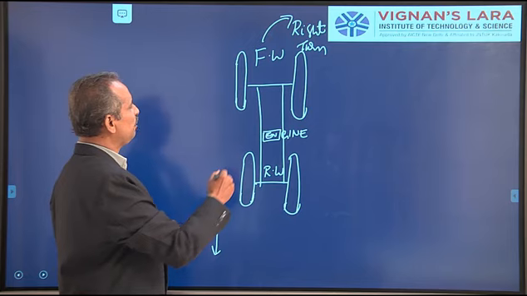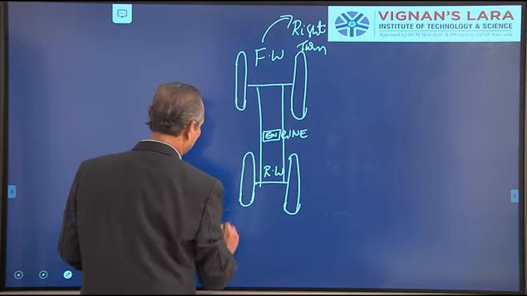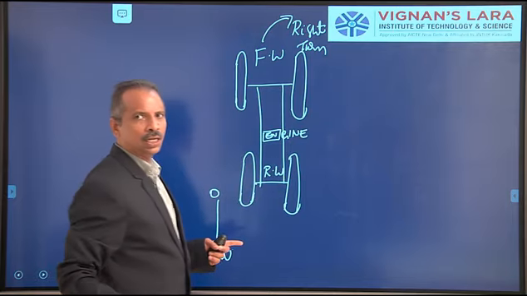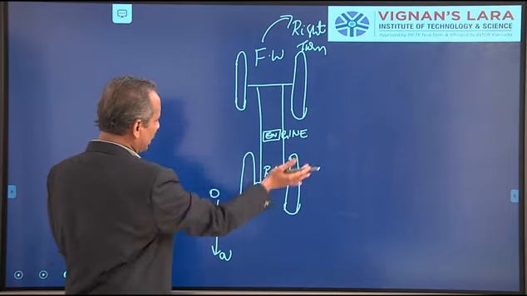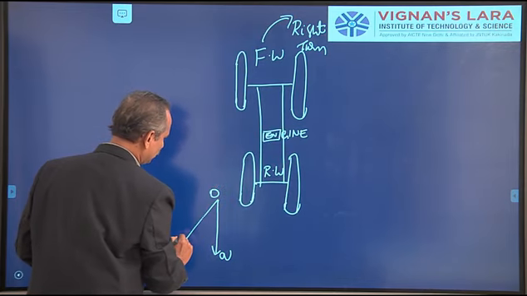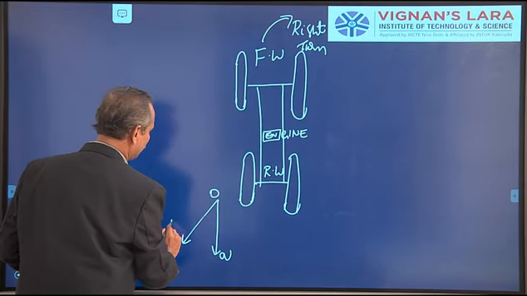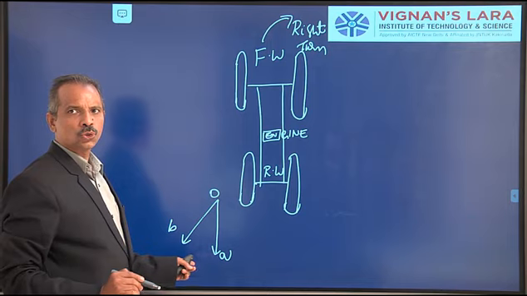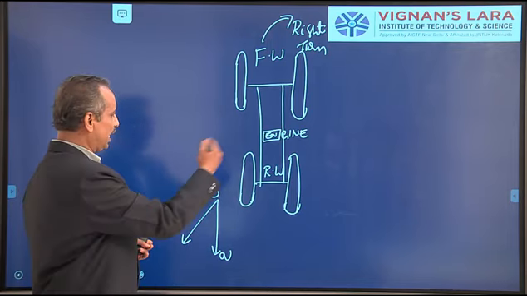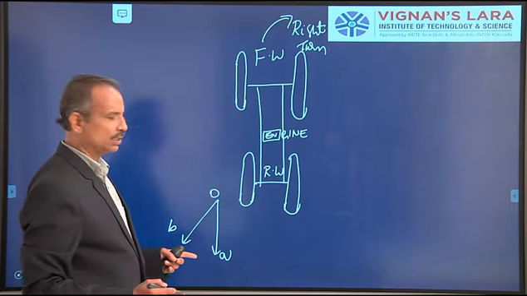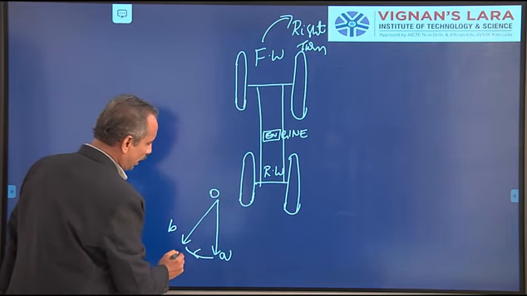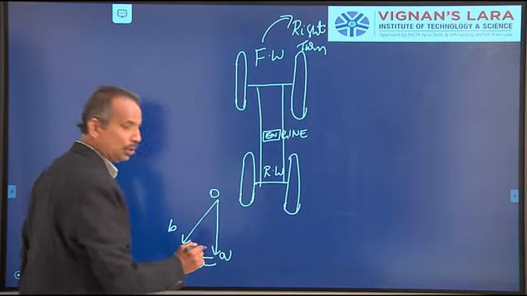Then what type of turn is it taking? Say OA. What type of turn is it taking? A right turn. When it takes a right turn, the spin vector moves towards like this. So this is the applied couple, and this is the reactive couple.